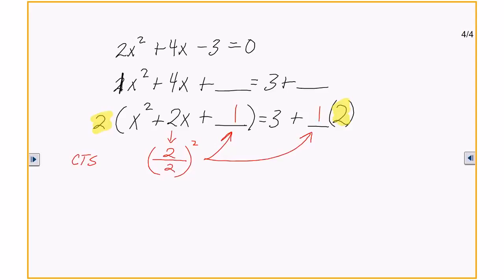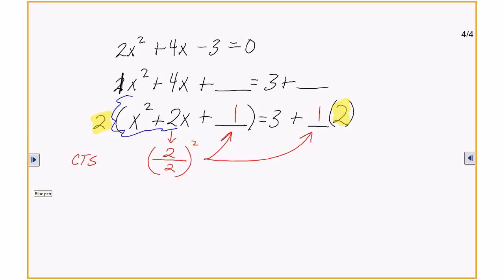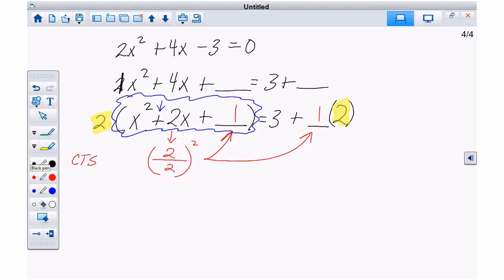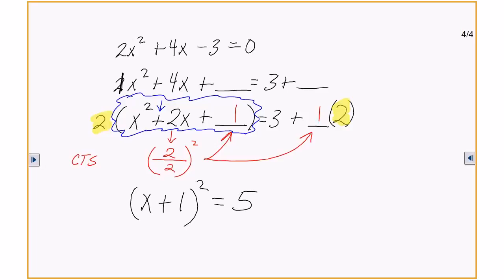And that will always give you shortcut number 1 or number 2, depending upon that sign on the left. And that's going to give you x plus 1 quantity squared is equal to 3 plus 2 is 5. And at this point, you have your vertex.